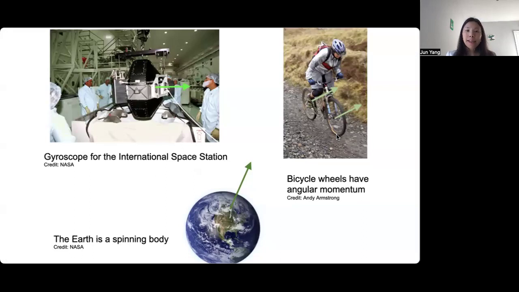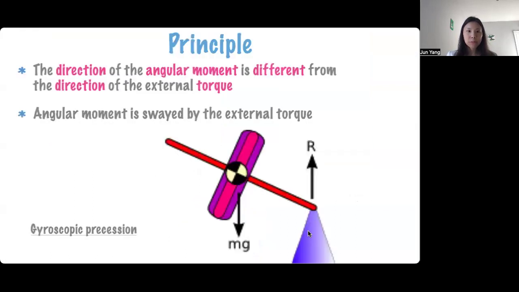When we ride a bike, the bicycle wheels also have angular momentum. And the Earth is a spinning body which also uses the principle of gyroscopic precession. The basic principle of gyroscopic precession is that the direction of the angular momentum is different from the direction of the external torque. The angular momentum is swayed by the external torque.